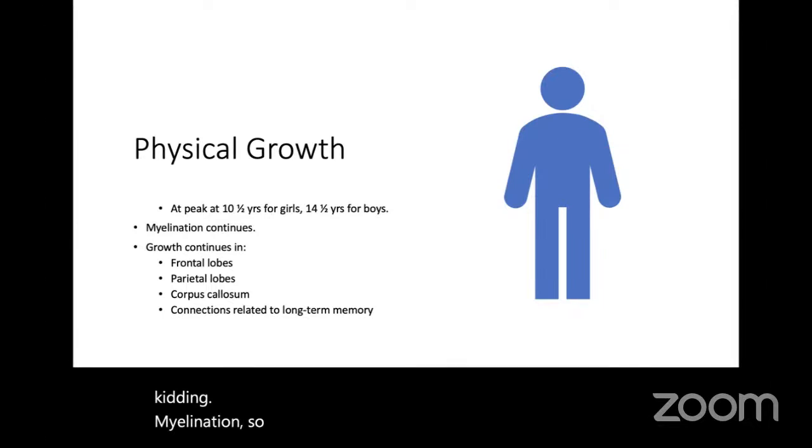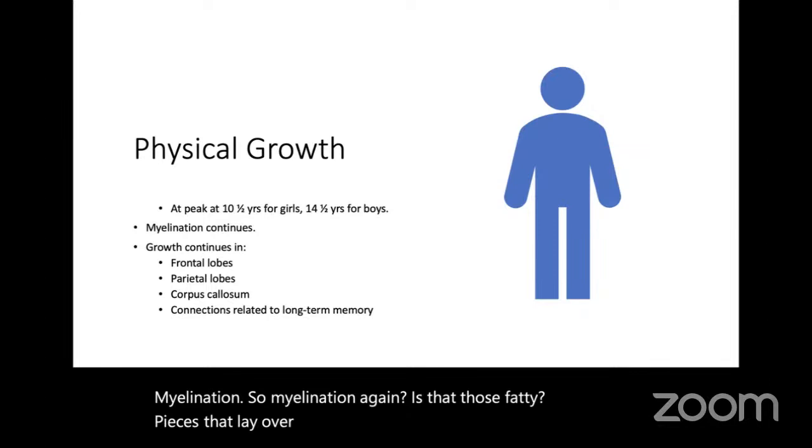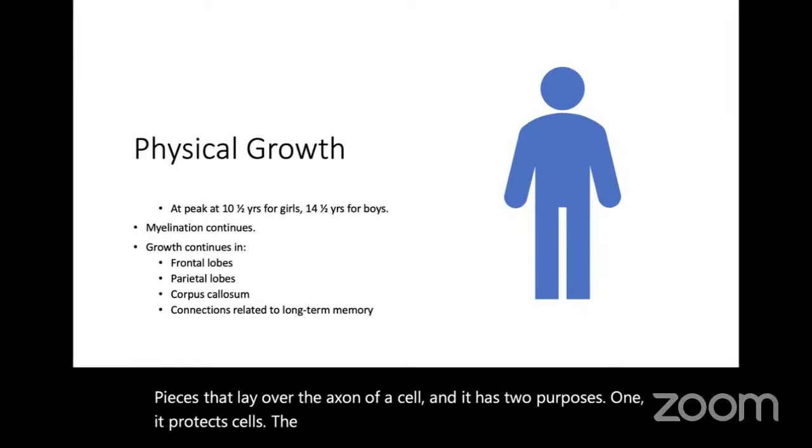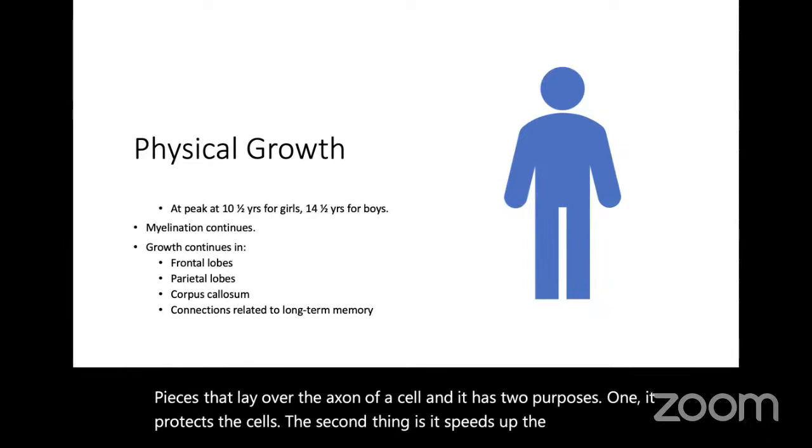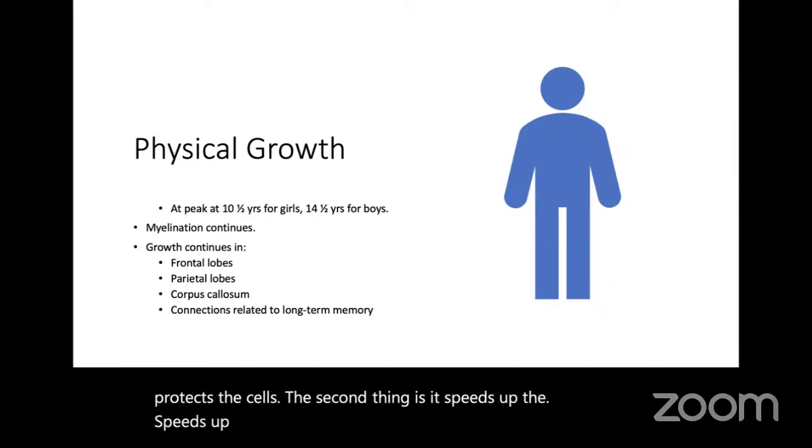Myelination, again, is those fatty pieces that lay over the axon of a cell, and it has two purposes. One, it protects the cells. The second thing is it speeds up the electrical impulse in the person's brain.